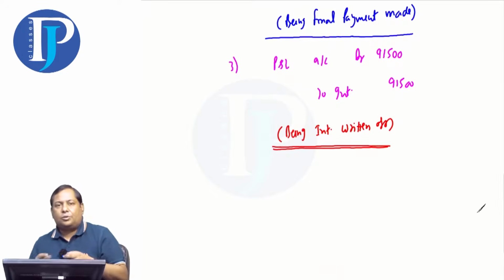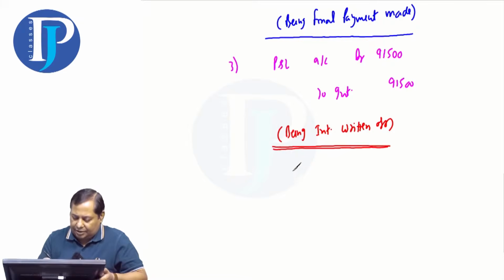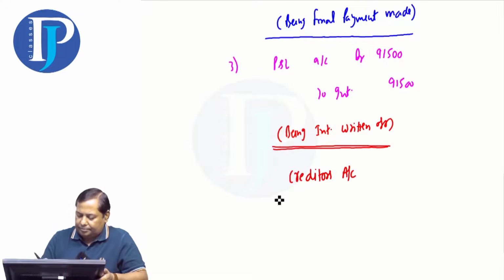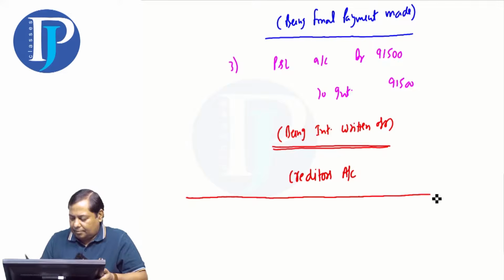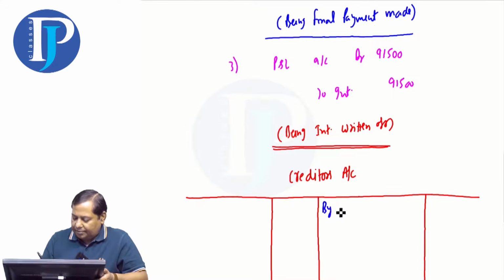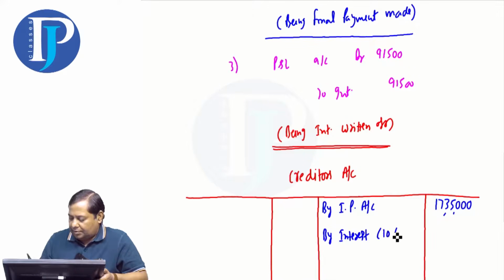First, we need to discount all the payments and then consider the interest along with them. So if I make this for you, creditors account. I will write by investment property account 17 lakh 35,000. Then I will write by interest 10%, 173,500.